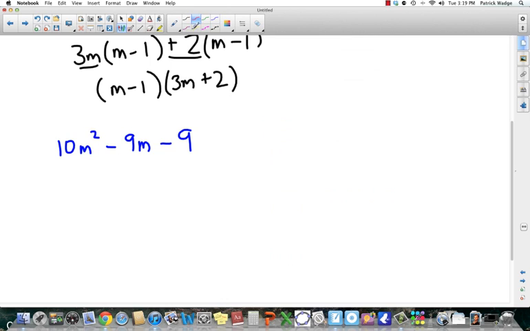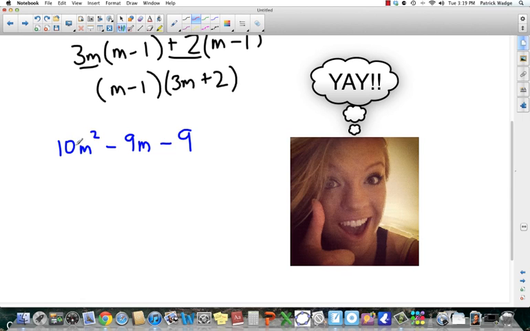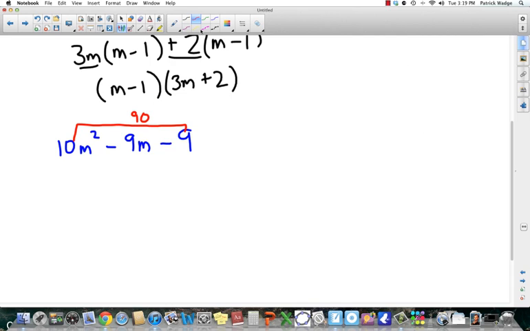So we know we're going to be doing Bobby's bridge method because we have a number out front of the m squared. So build the bridge. 10 times 9 is 90. We're looking for two numbers that multiply to 90. My goodness, it could be 1 and 90. It could be 2 and 45. It could be 3 and 30. You see I'm just going up, 1, 2, 3.